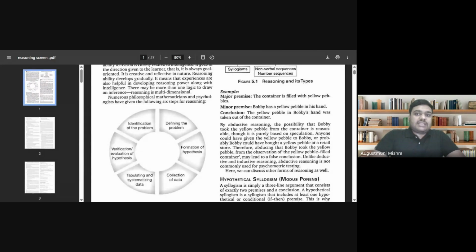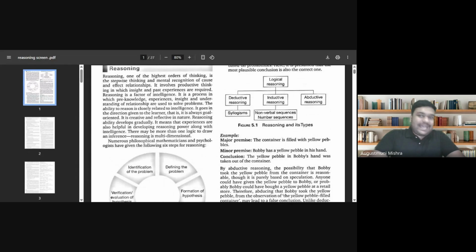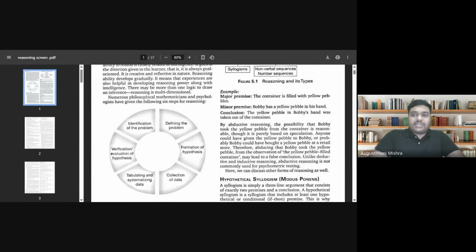Now, if you look at the types of reasoning, here there is a diagram: deductive reasoning, inductive reasoning, abductive reasoning, syllogism, or non-verbal sequence. I think we talked about deductive reasoning and inductive reasoning, but I will revise the topics. So here are the different types of reasoning which we are going to discuss today. Now I will show you one diagram here.